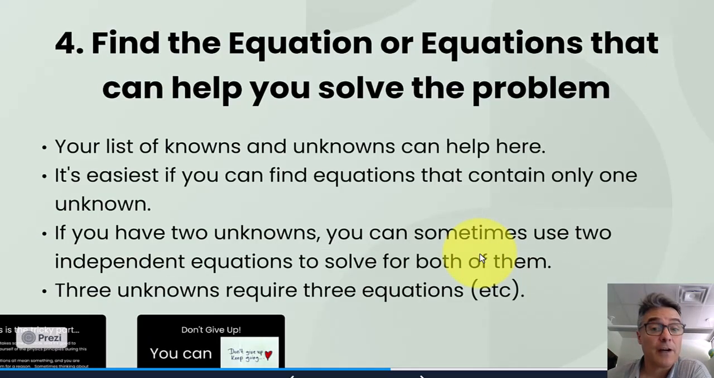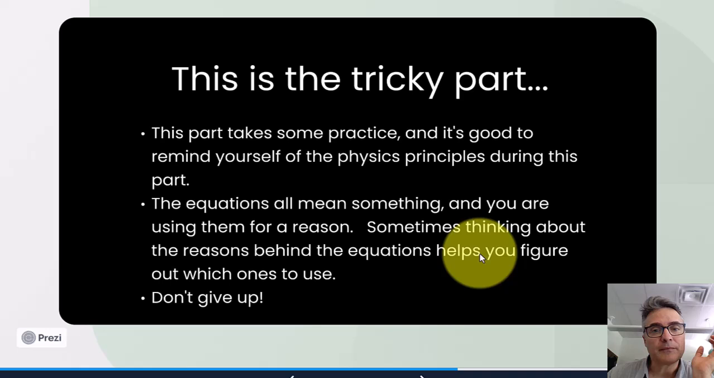Step 4, find the equation or equations that can help you solve the problem. So your list of knowns and unknowns can help. It's easiest if you can find equations that only have one unknown. If you have 2 unknowns, you're going to use 2 independent equations and combine them. You could solve for both. 3 unknowns requires 3 equations, etc. This is the tricky part, this step 4, okay?